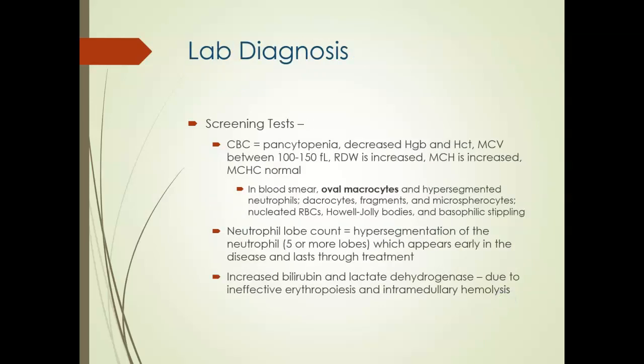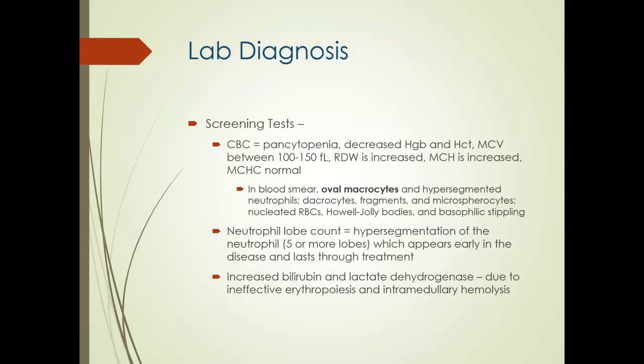So with the laboratory diagnosis, we have some screening tests. The CBC is always the most common one when we're looking at anemias. But with these types of anemias, we see pancytopenia, decreased hemoglobin and hematocrit, an MCV between 100 and 150, an increased RDW, and an MCH being increased. The MCHC would be normal. The blood smear would have oval macrocytes, and we'll see some pictures in a while, and hypersegmented neutrophils.